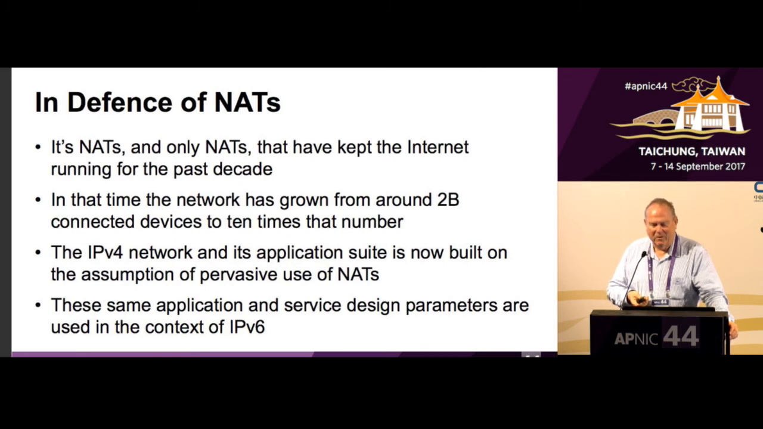You know, what keeps the Earth together? Gravity. What keeps the internet together? NATs. And you can say that gravity's evil or not, but in reality it's the physics, it just exists. And I would argue too that the only thing that keeps the internet together right now, recognise it for what it is, are NATs. We've grown from 2 billion to 20 billion devices, and now pervasive NATs are simply a fact of life. And maybe V6 is going to inherit this.